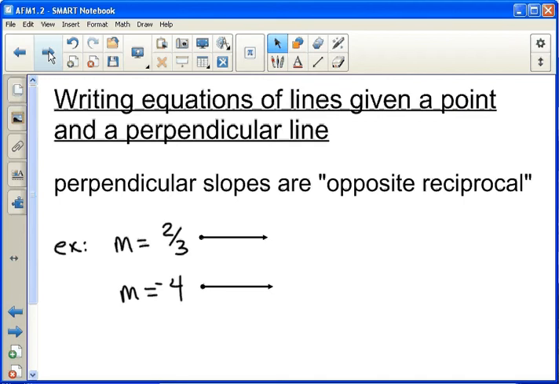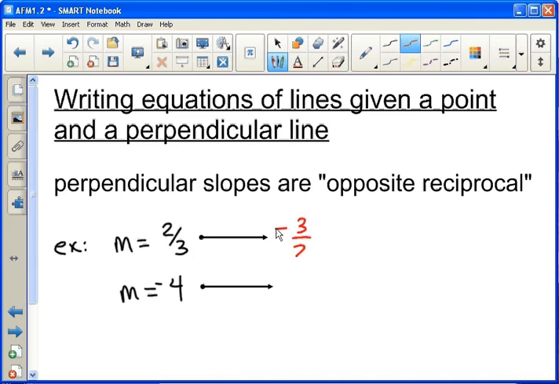So for example, 2/3 is going to become -3/2. Because first of all, you have to flip the fraction from 2/3 to 3/2. And then you also have to change the sign from positive to negative. And then if you have a slope of -4, keep in mind that's really -4/1, so its perpendicular slope would be 1/4. We flip the 4/1 to be 1/4, and we change it from a negative to a positive.